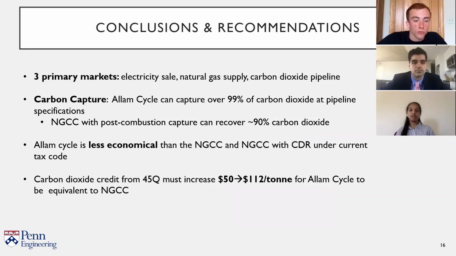To conclude, we first simulated 3 power plants in Aspen Plus, then calculated capital expenditure through equipment design and costing. We then conducted a cash flow analysis in 3 primary markets. And through our results, the Allam cycle is able to capture over 99% of carbon dioxide, compared to roughly 90% in NGCC with CDR. While it is less economical under the current tax code, because it's able to capture more carbon dioxide, it has increasingly better returns as the CO2 capture rate goes up.